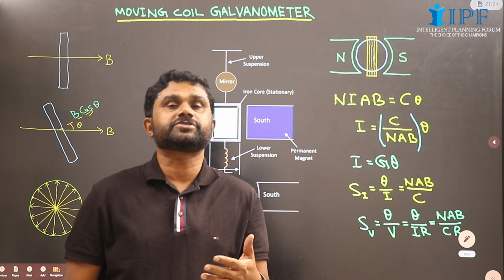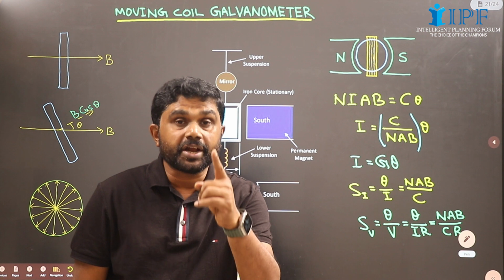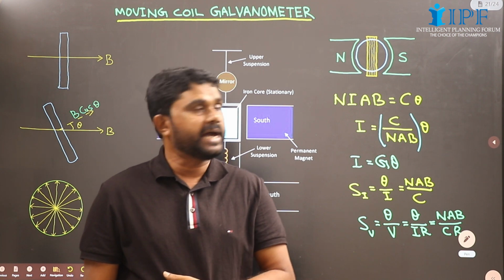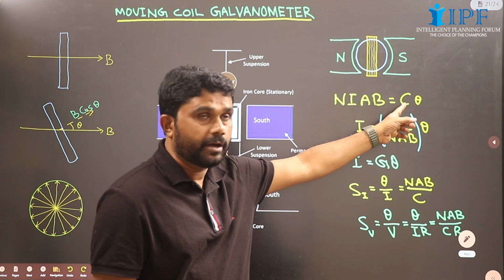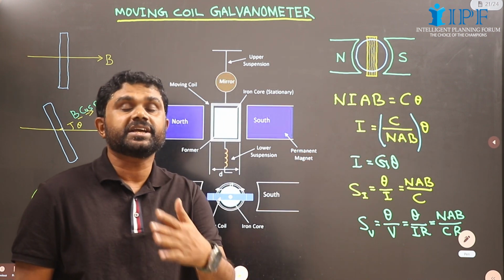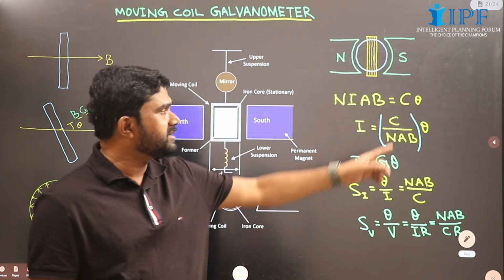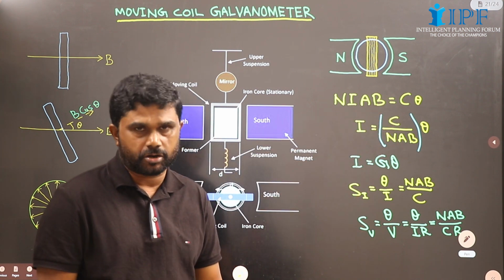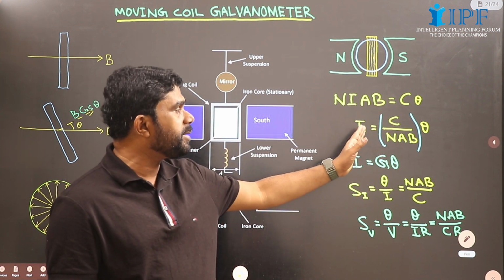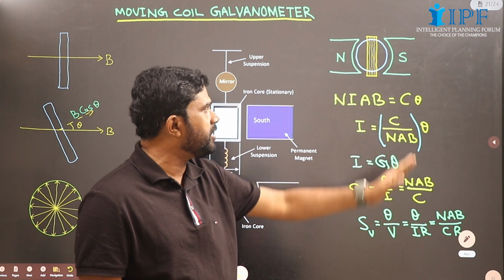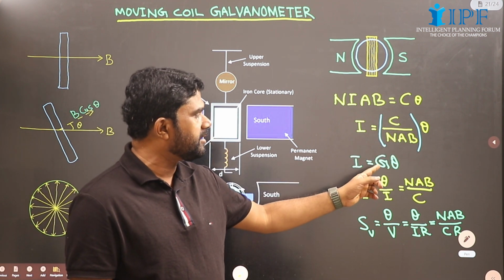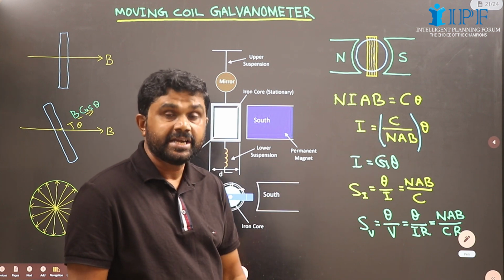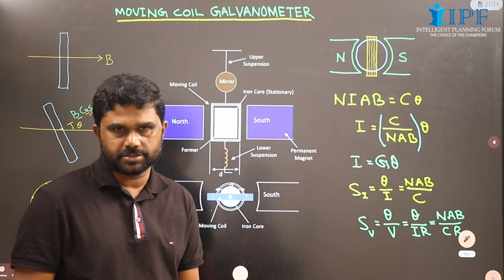As it gets twisted, a restoring torque will be developed in it, and it is given by C theta. When this driving torque equals restoring torque, it reaches equilibrium. This constant C is called the torsional constant. So the current to be measured, I, equals C divided by NAB into theta, and we can write C by NAB equal to G, where G is the quantity inside the bracket, and it is called the galvanometer constant.